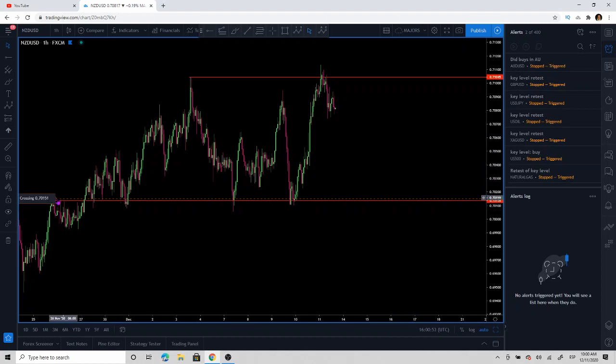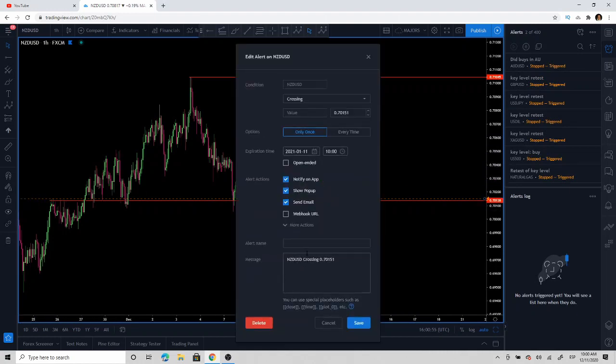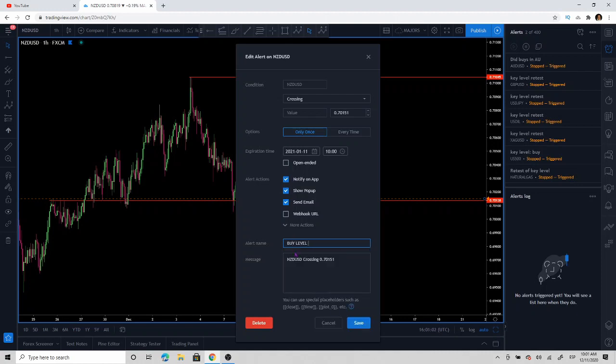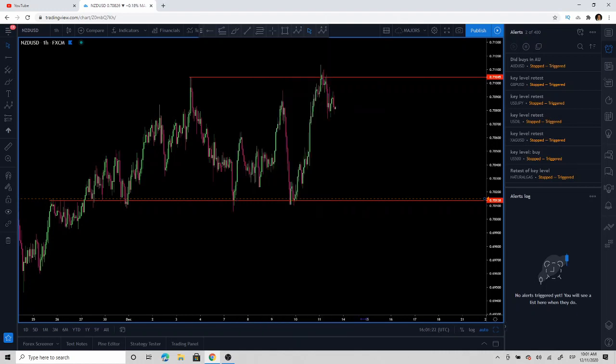All right, cool. So this is my first alert, and this is going to be alert name buy level, and the message will be "LOOK FOR BUYS", all caps, in the Kiwi USD. Look for buys, actually. That's it.